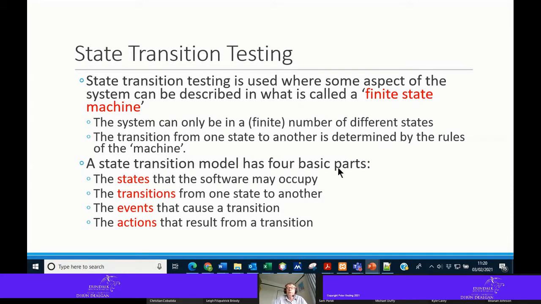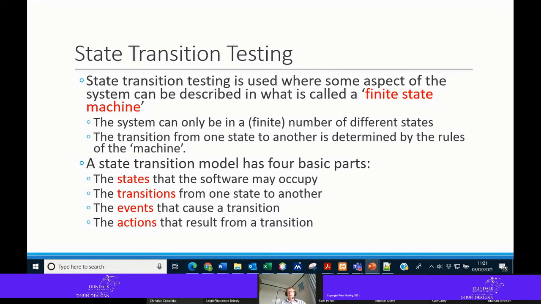So a state transition model has 4 basic parts: states that the software may occupy, transitions from one state to another, events that cause a transition, and actions that result from a transition. Just think of that for the moment. You have a piece of software and it's in a state. Now, there may be a number of other states. If we take something like a web application, you've logged on, or you haven't logged on, you're going to register. It's in a state that is ready to register. Your transition from one state to the other is when you actually hit the button and you start registering.